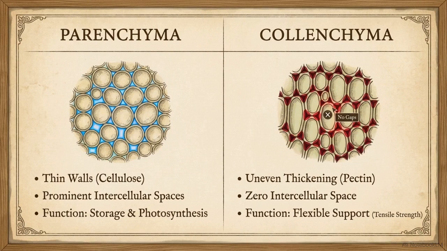Next is collenchyma, the tissue of flexible support. These cells are also living, but notice their shape. They pack tightly together with zero intercellular space, and their cell walls are unevenly thickened at the corners by a chemical called pectin. This allows stalks to bend without snapping.